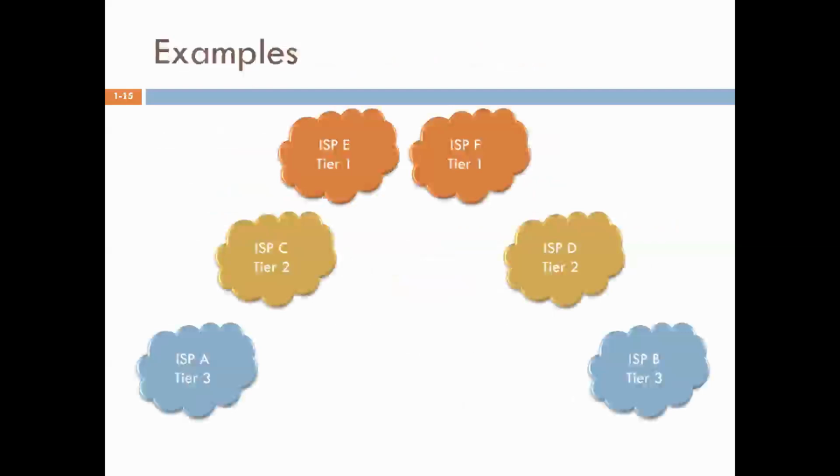Okay. Let's take some examples just to actually see how this is done. Let's say there are 6 autonomous systems, 6 ISPs. ISP A and B are in tier 3, meaning that they are the ones that have direct connections to customers. You have ISP C and D, which are in tier 2, meaning that their customers are other ISPs in tier 3. And you have the highest tier 1 where you find ISP E and F, which are basically responsible for intercontinental links. Now, there are several things that can happen.